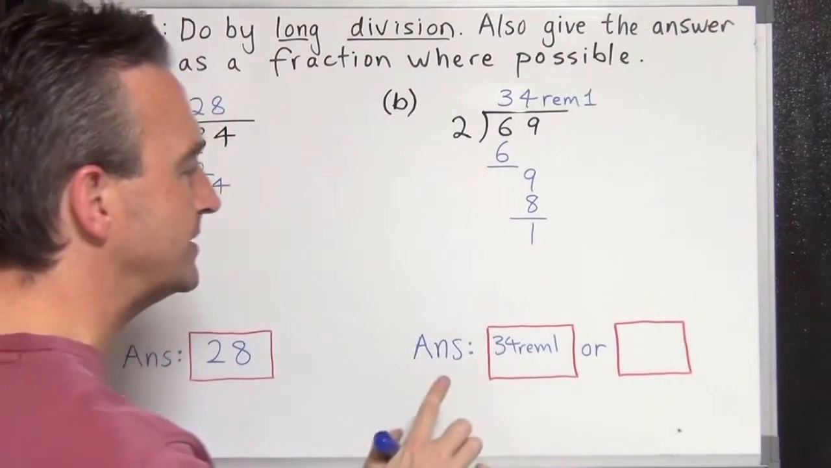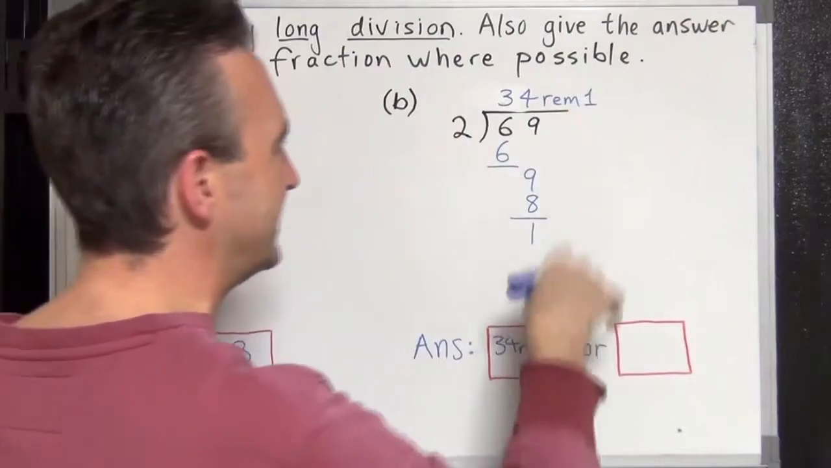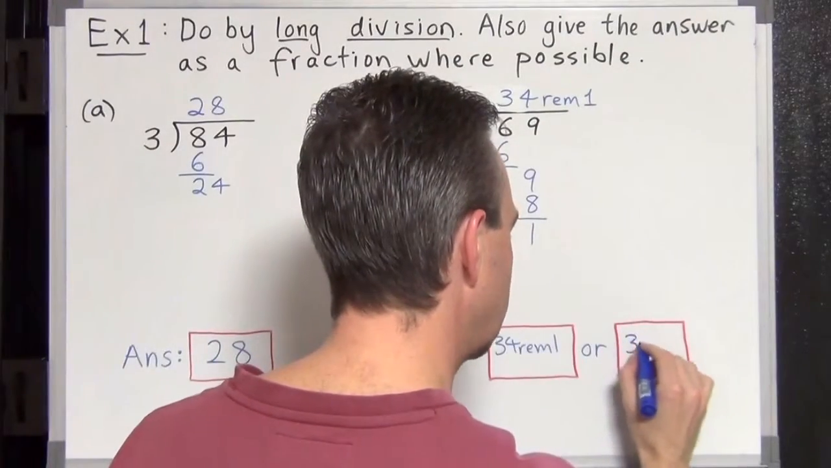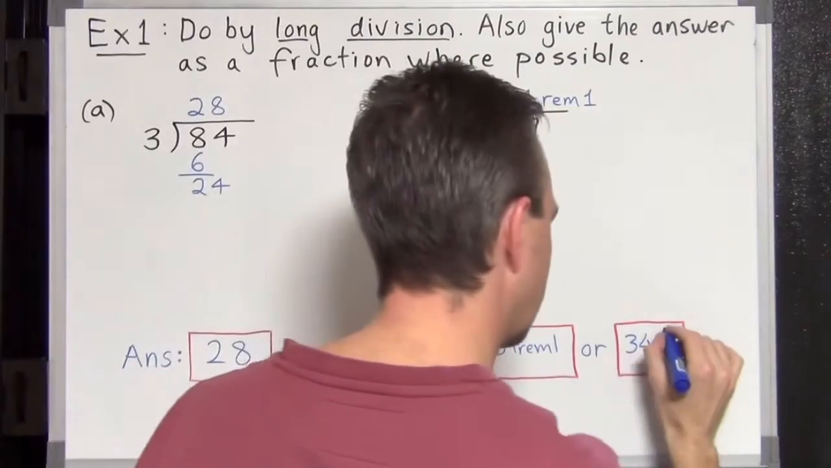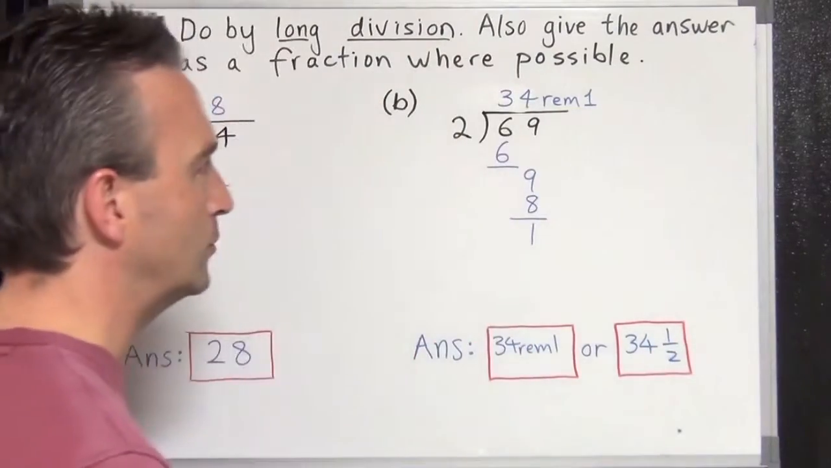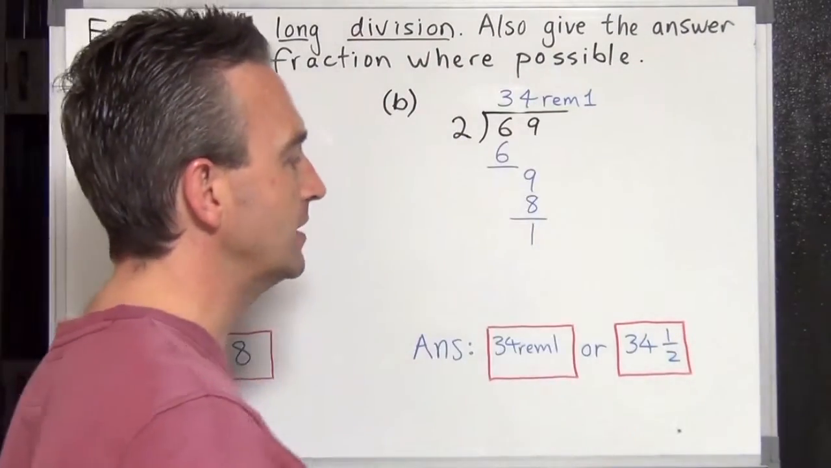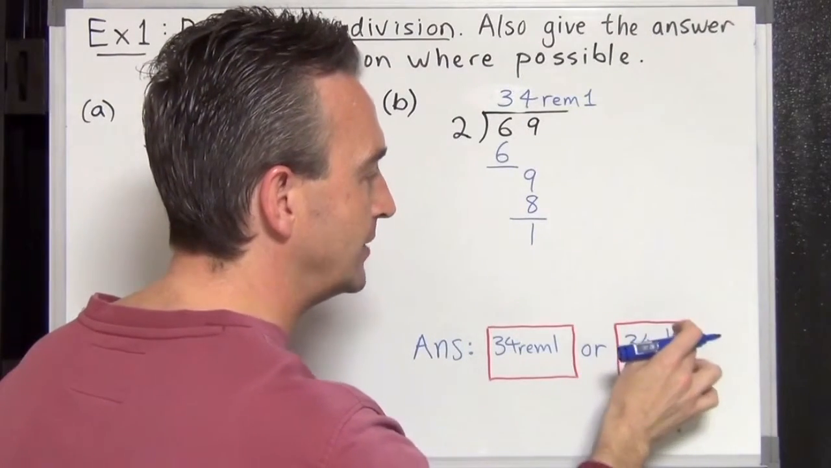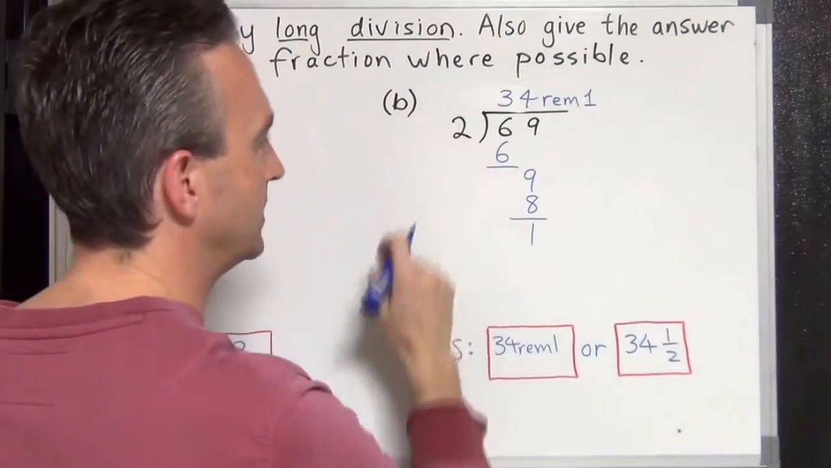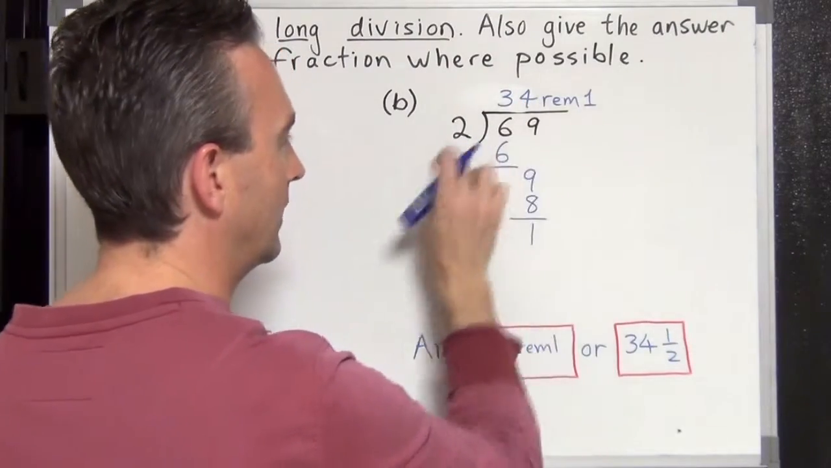This can also be written as a fraction. Watch this, the answer is 34, and it's a mixed number. 34 and 1/2. That is how we can write a remainder result in fraction form, in a mixed number form. 34, and the top is the remainder, and the bottom is the divisor. 34 and 1/2.